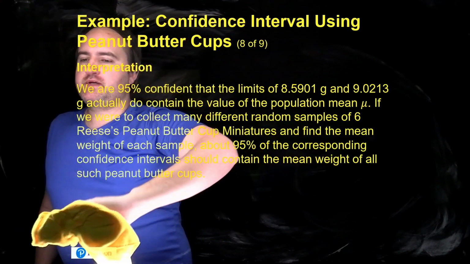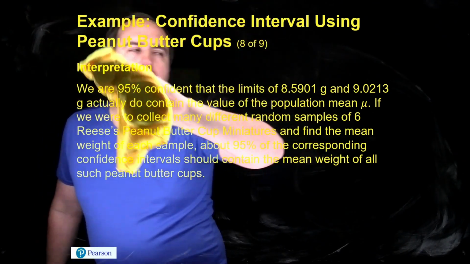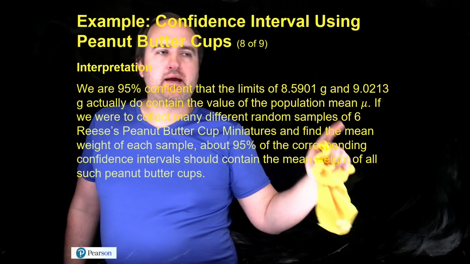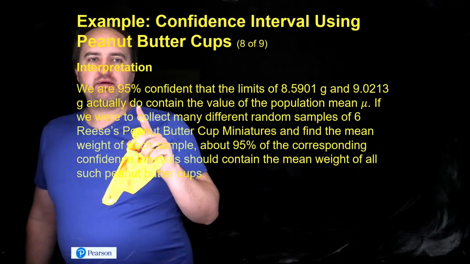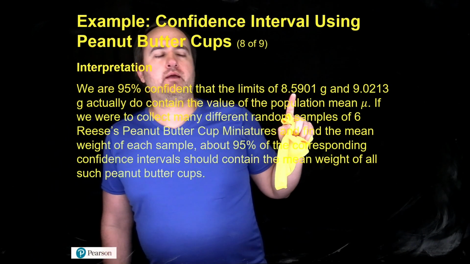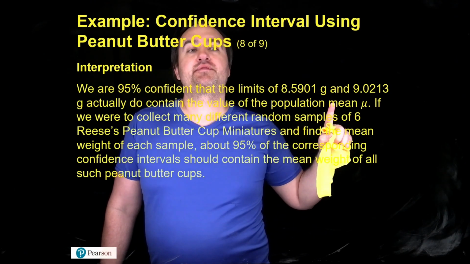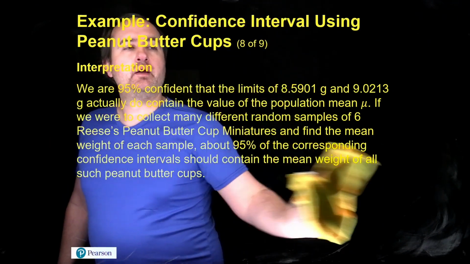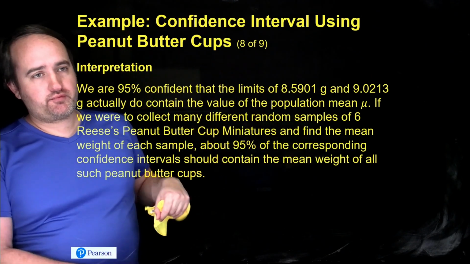So we did the same exact wording in the previous video. It's just instead of estimating P, now we're estimating mu. But we're still saying our level of confidence, which is 95% here. And then we're giving the limits. This was the number on the left side of the confidence interval. This was the number we got on the right side of the confidence interval. So that first part is basically identical to what we've said before.